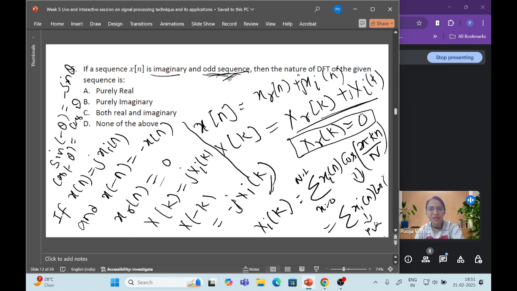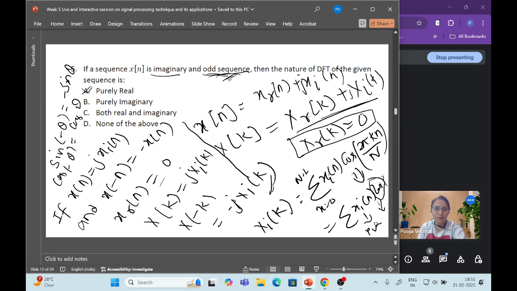So what will be the nature of the DFT of the imaginary and odd sequence? It will be purely real, not purely imaginary, because we are getting the cosine term here. That means this is not an odd function, this is an even function, right? So you will get only purely real, not purely imaginary.